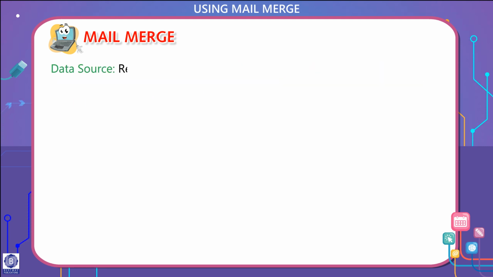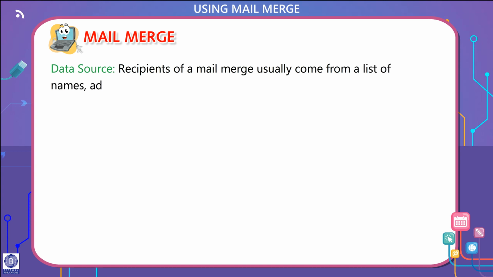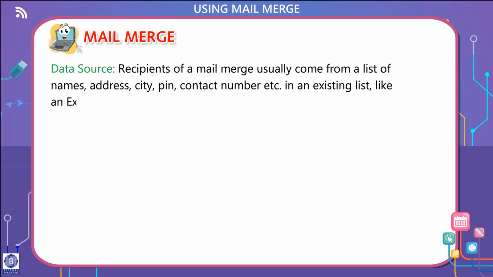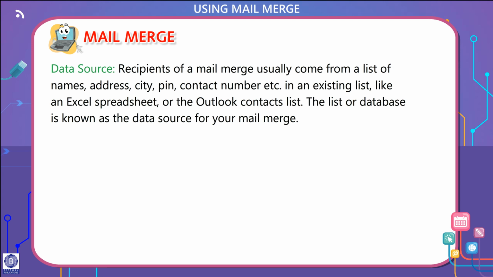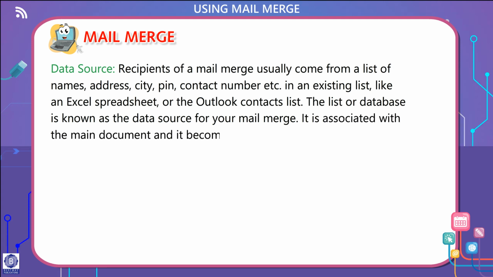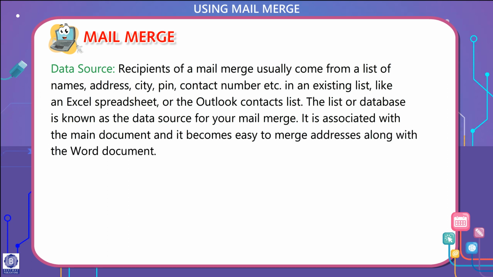Data source. Recipients of a mail merge usually come from a list of names, address, city, PIN, contact number, etc. in an existing list, like an Excel spreadsheet or the Outlook contacts list. The list or database is known as the data source for your mail merge. It is associated with the main document, and it becomes easy to merge addresses along with the Word document.